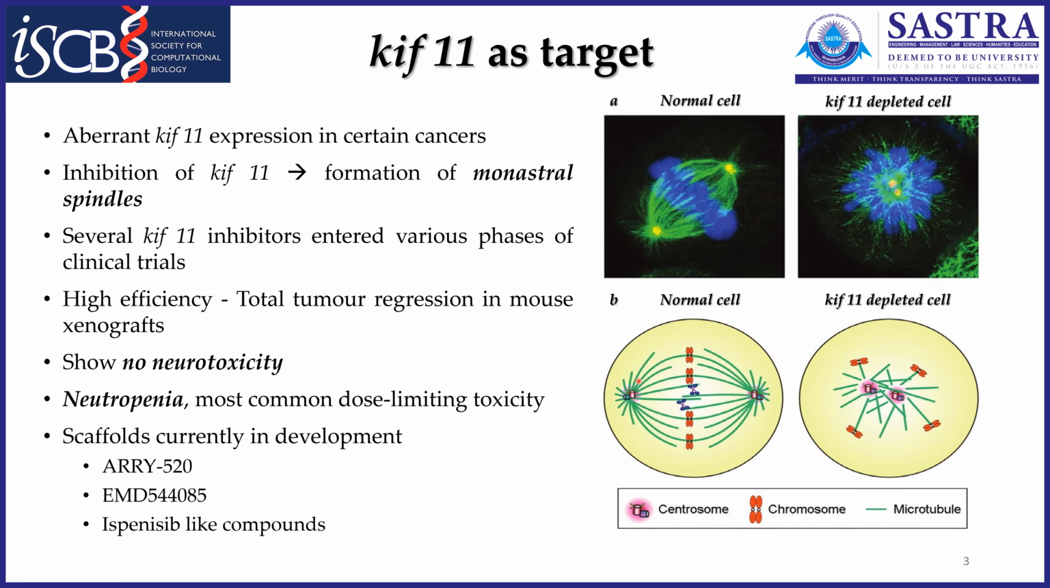GIF11 is found to be overexpressed in certain types of cancer like breast cancer, hepatic cancer, prostate cancer, etc. During mitosis, the GIF11 depleted cells form monastral spindles, which ultimately leads to apoptosis by activating spindle checkpoint. Many of GIF11 inhibitors are at various phases of clinical trials, with neutropenia being the most common dose-limiting toxicity. They show no neurotoxicity and are shown to be highly effective by demonstrating total tumor regression in mouse xenografts.